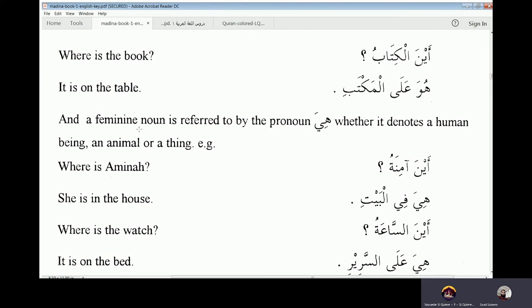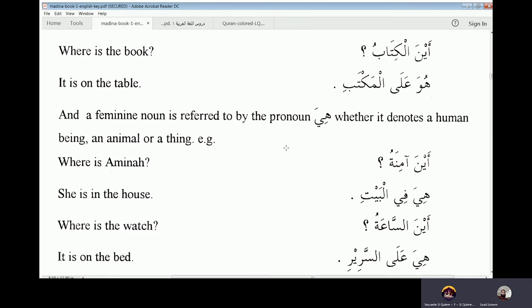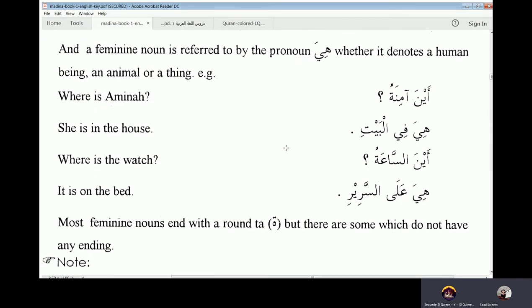And a feminine noun is referred to by the pronoun hiya, whether it denotes a human being, an animal, or a thing. Where is Amina? Aina Amina. She is in the house. Hiya fil bayti.